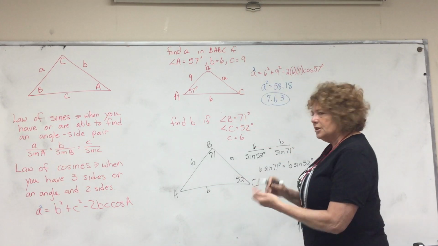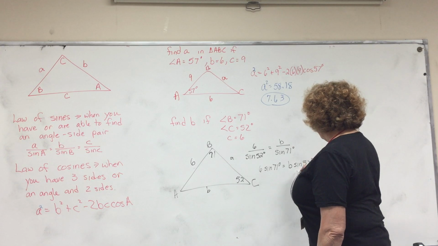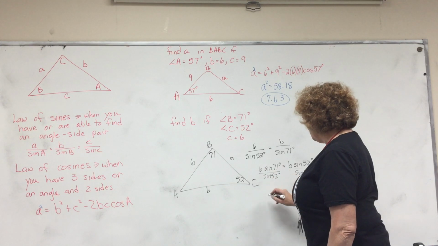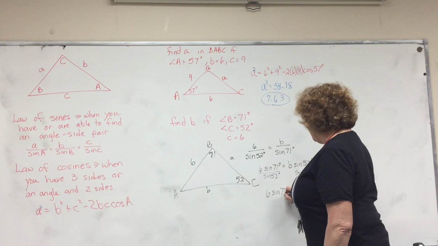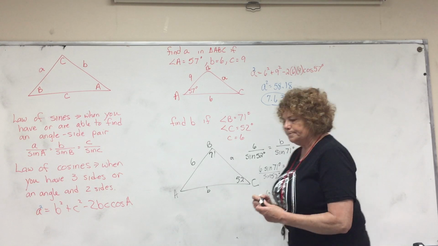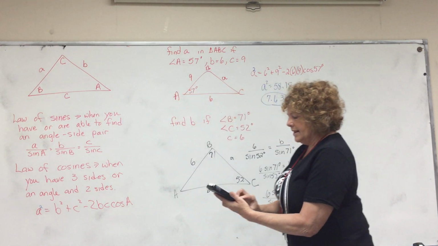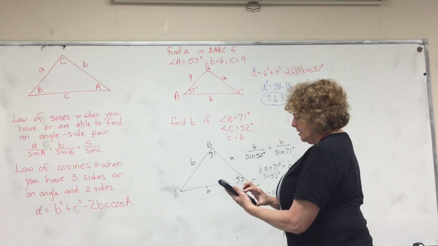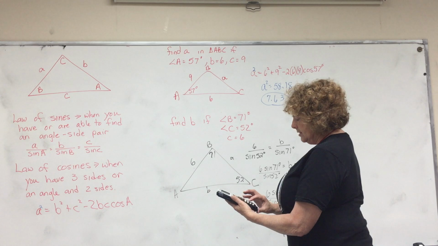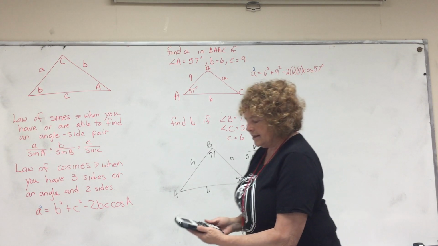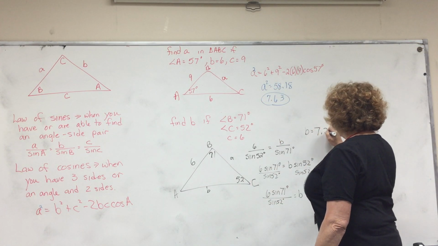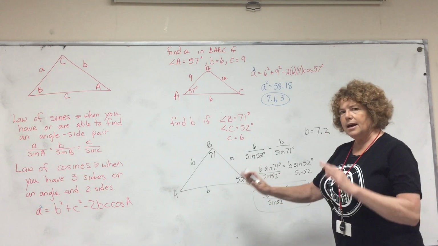I prefer, because I just like to punch in once, I can say, well, I'm going to divide both sides by sine of 52. And then I can just punch 6 sine of 71 divided by sine of 52 in my calculator and get B. So 6 sine of 71, make sure you close those parentheses. I always hit equals before I divide, just to make sure. Sine of 52, close your parentheses, and I get 7.2. So B equals 7.2. I don't know if you can see this, I kind of have it tilted up.